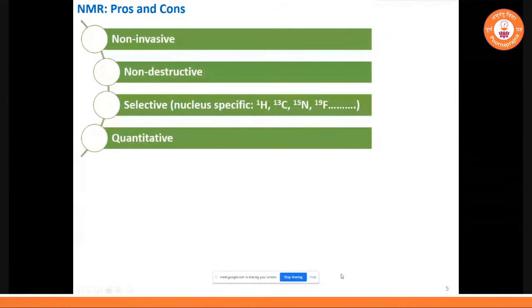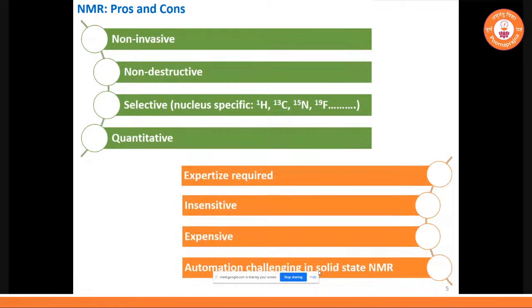Of course, like all spectroscopy tools, NMR has merits and demerits. If you see the merits, of course, it's a non-invasive technique, non-destructive, and it's very selective. Depending on which type of nuclei you want, that information you can get, and it's quantitative information we'll get at the end of the day.